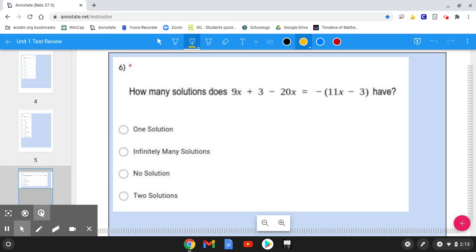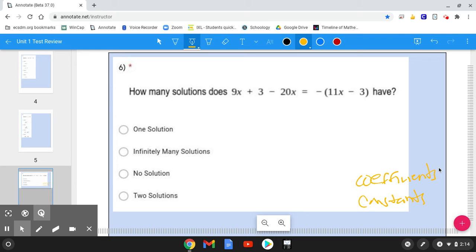So you can go through and actually solve this and figure out how many solutions by getting the actual solutions. Or remember, there is a little trick that we can do using the coefficients and the constants to get you to the answer a little bit faster. So remember, the coefficient is the number that's in front of the variable. For example, the coefficient here is 9, the coefficient here is negative 20. And constants are the numbers that don't have a variable attached to them. So for example, 3 is a constant. This negative 3 over here would be a constant as well.